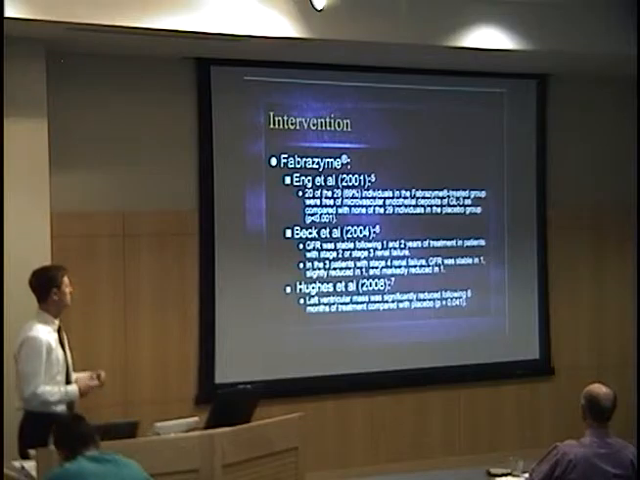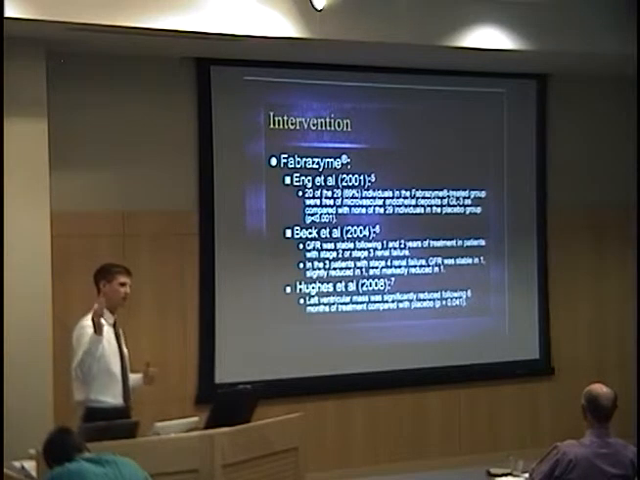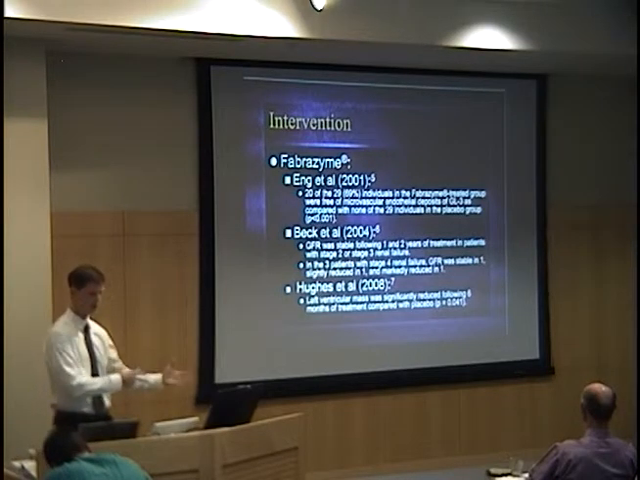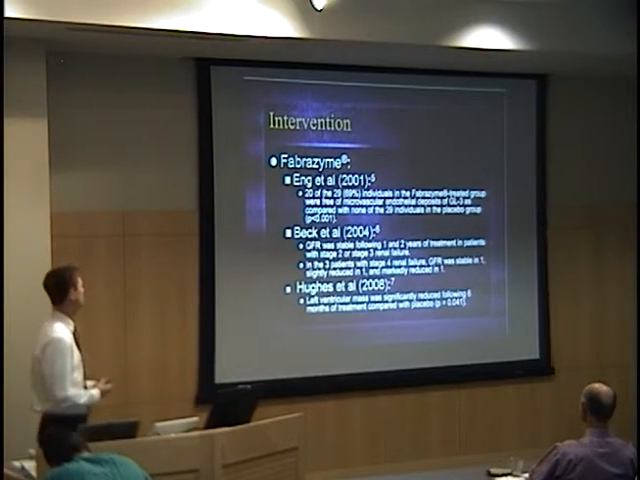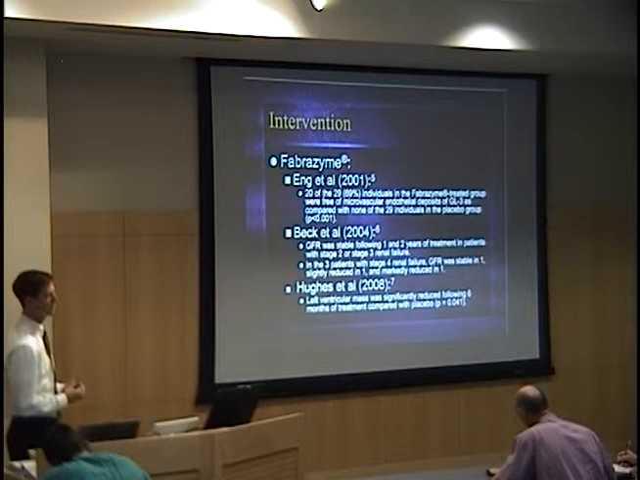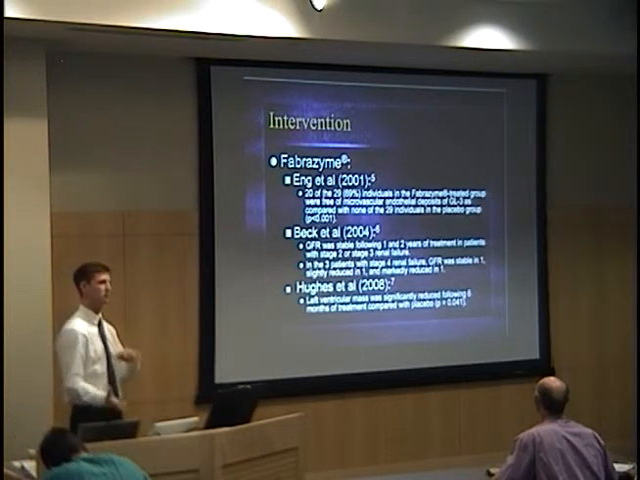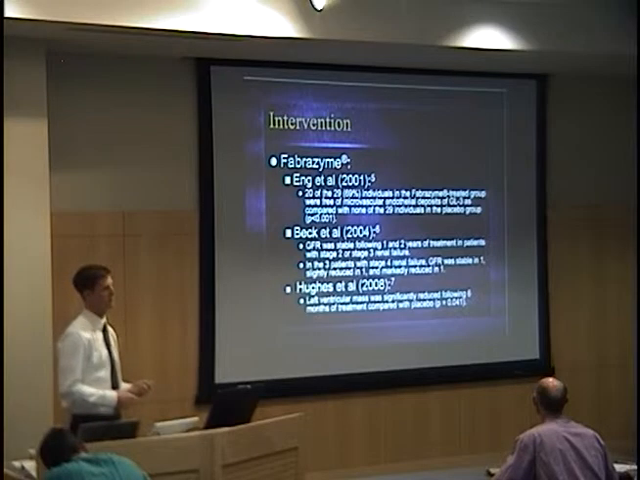They found that when they looked at the microvascular endothelial deposits of GL3, it actually was cleared within 6 months in 20 of the 29 patients that were in the treatment group, and none of the patients who were in the placebo group. Beck et al. in 2004 was able to demonstrate that the renal kidney disease that the patients were suffering from stabilized once they were put on Fabrazyme. And then Hughes et al. demonstrated that the cardiomyopathy actually reversed, and the left ventricular mass actually decreased as measured by MRI.